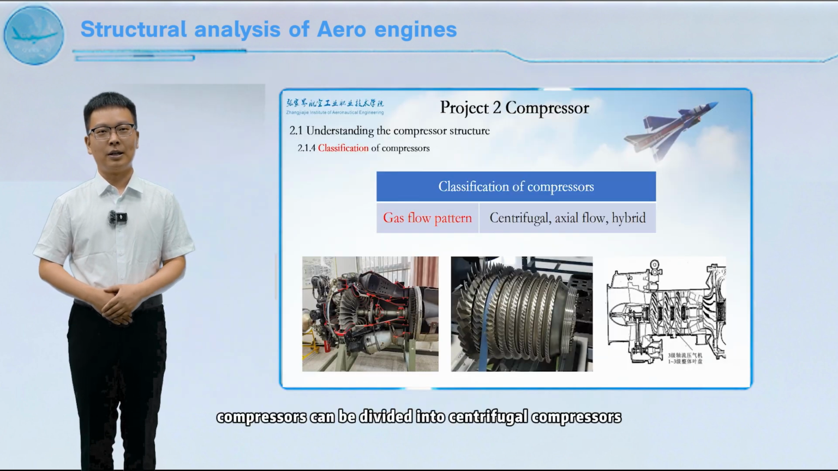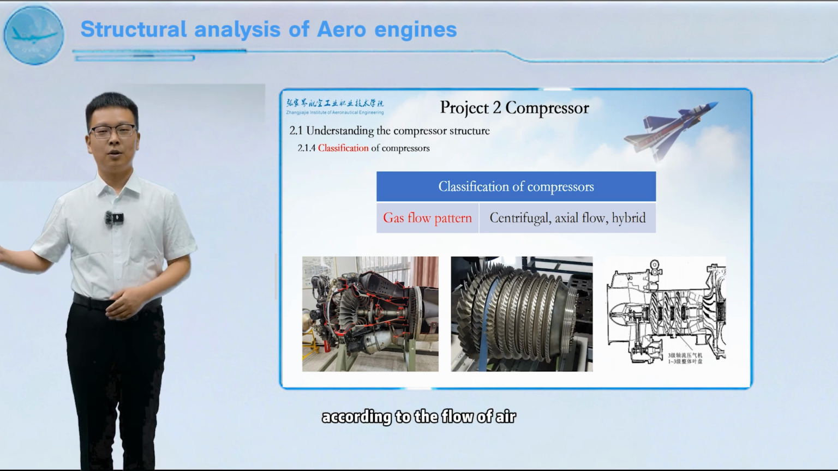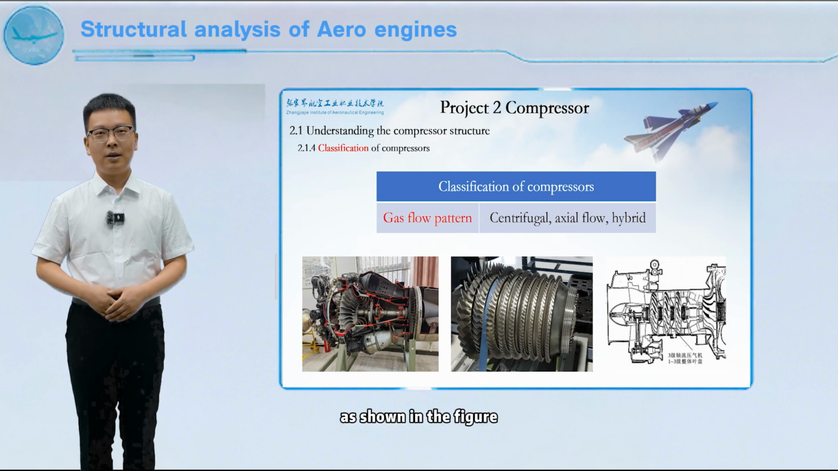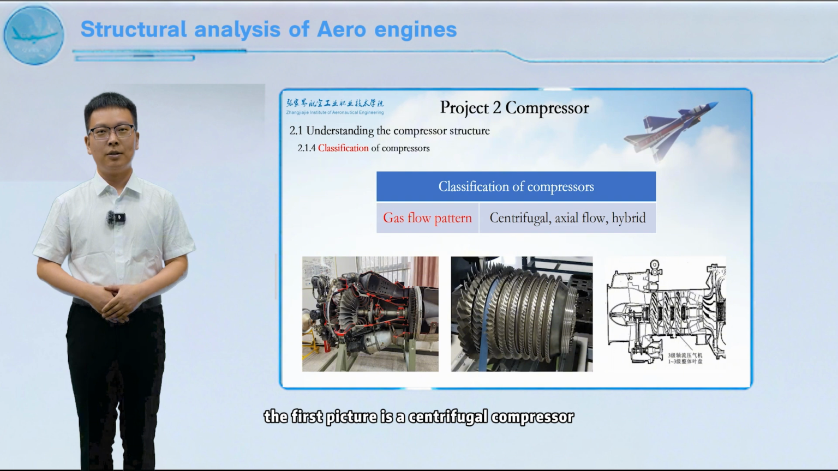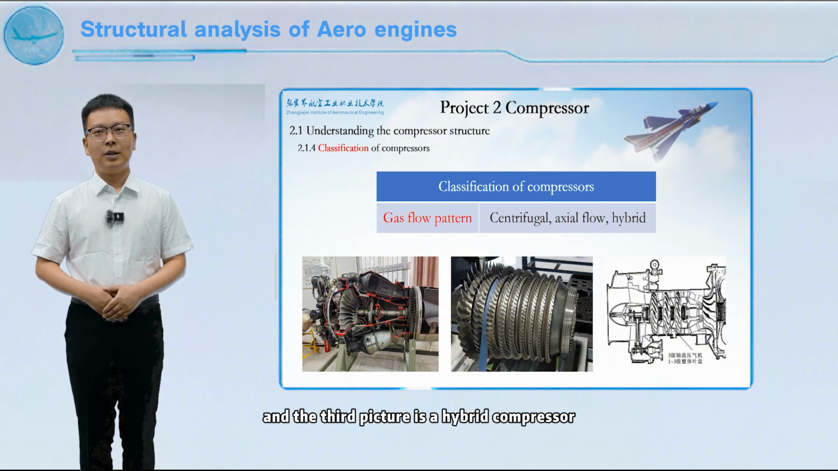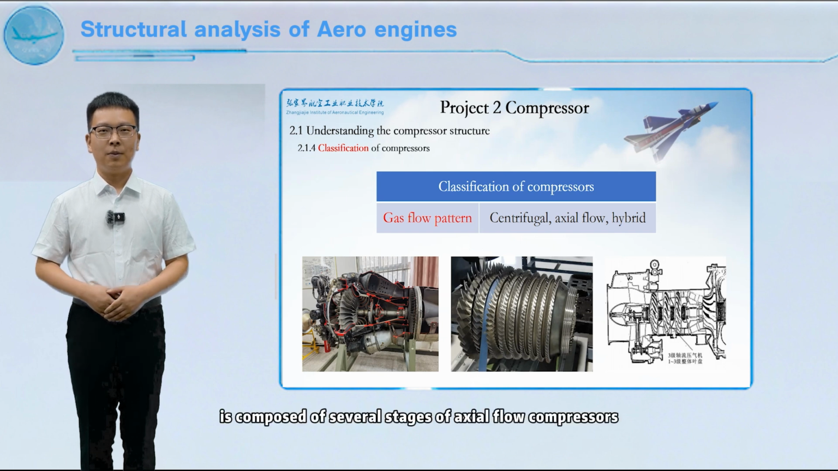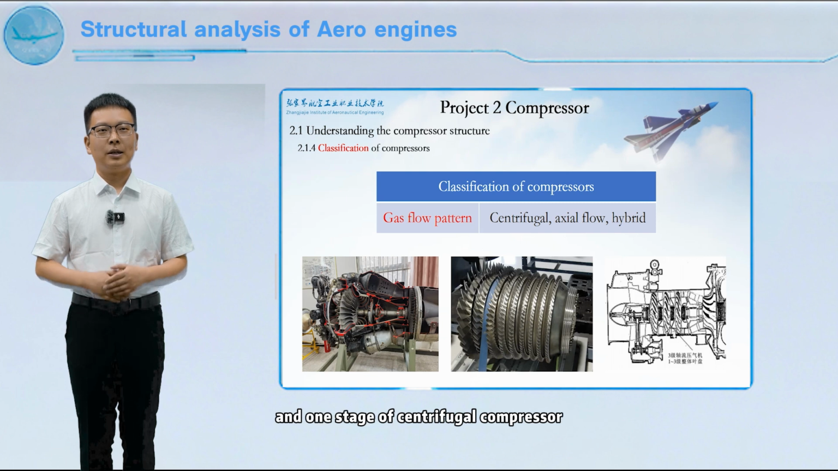Compressors can be divided into centrifugal compressors, axial flow compressors, and hybrid compressors, according to the flow of air. As shown in the figure, the first picture is a centrifugal compressor, the second picture is an axial flow compressor, and the third picture is a hybrid compressor. The hybrid compressor is composed of several stages of axial flow compressors and one stage of centrifugal compressor.